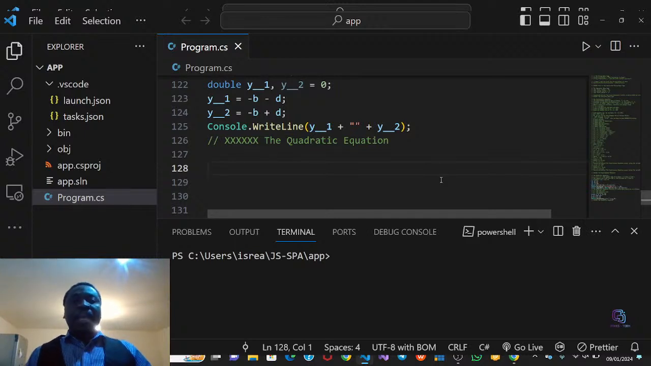Today I'm going to work on the quadratic equation again. And using that quadratic equation, I'm going to make use of the console. So that means you can enter the numbers you want to enter, and from there we can print out whatever we want to print out. It's going to be very short and well explained. So now I'm going to work on the quadratic equation.